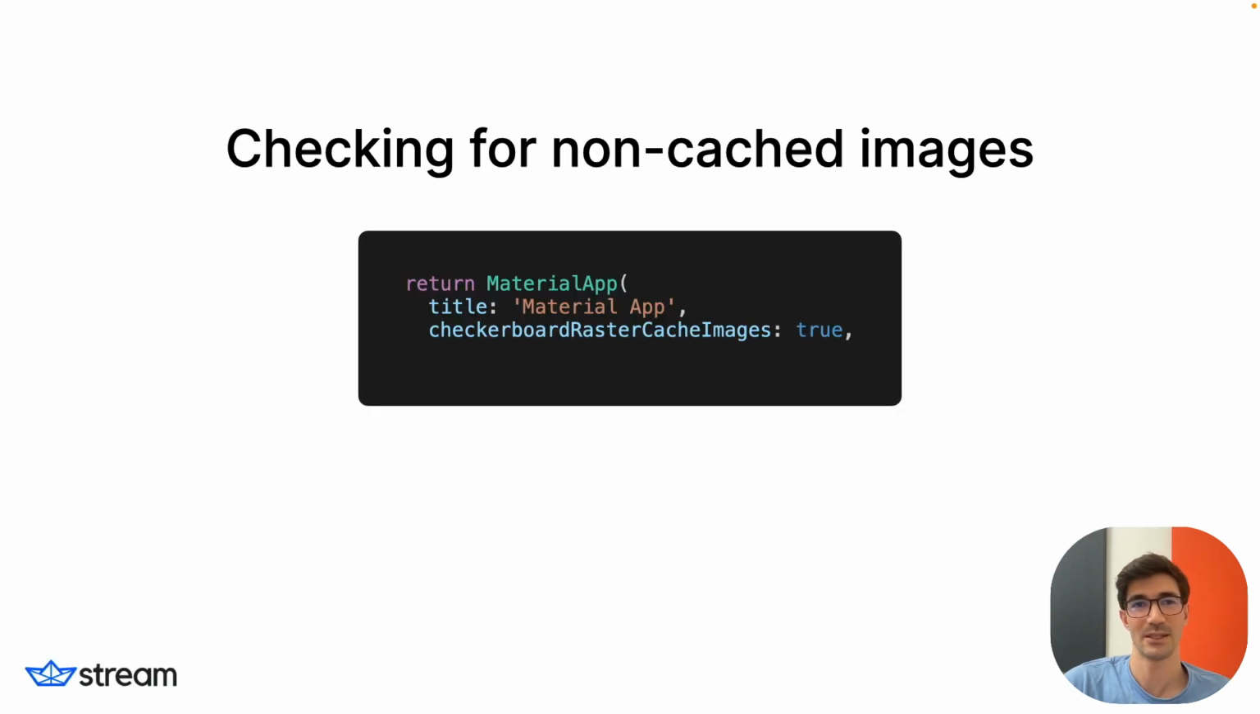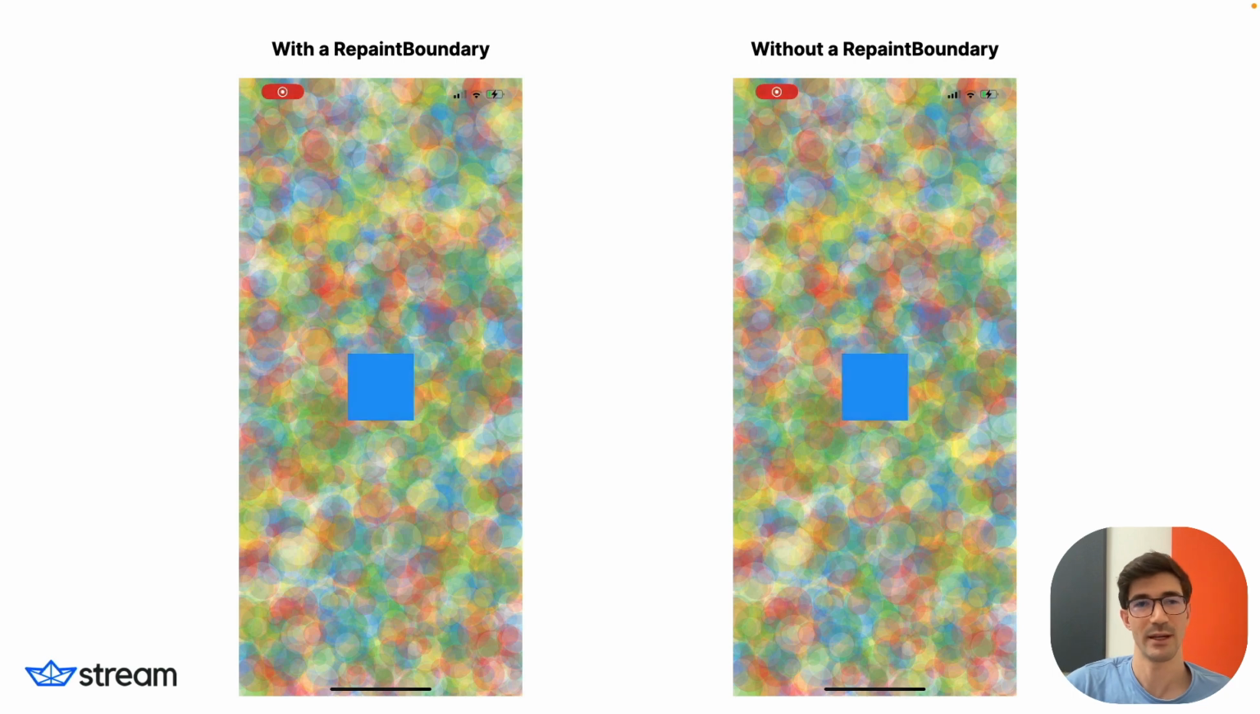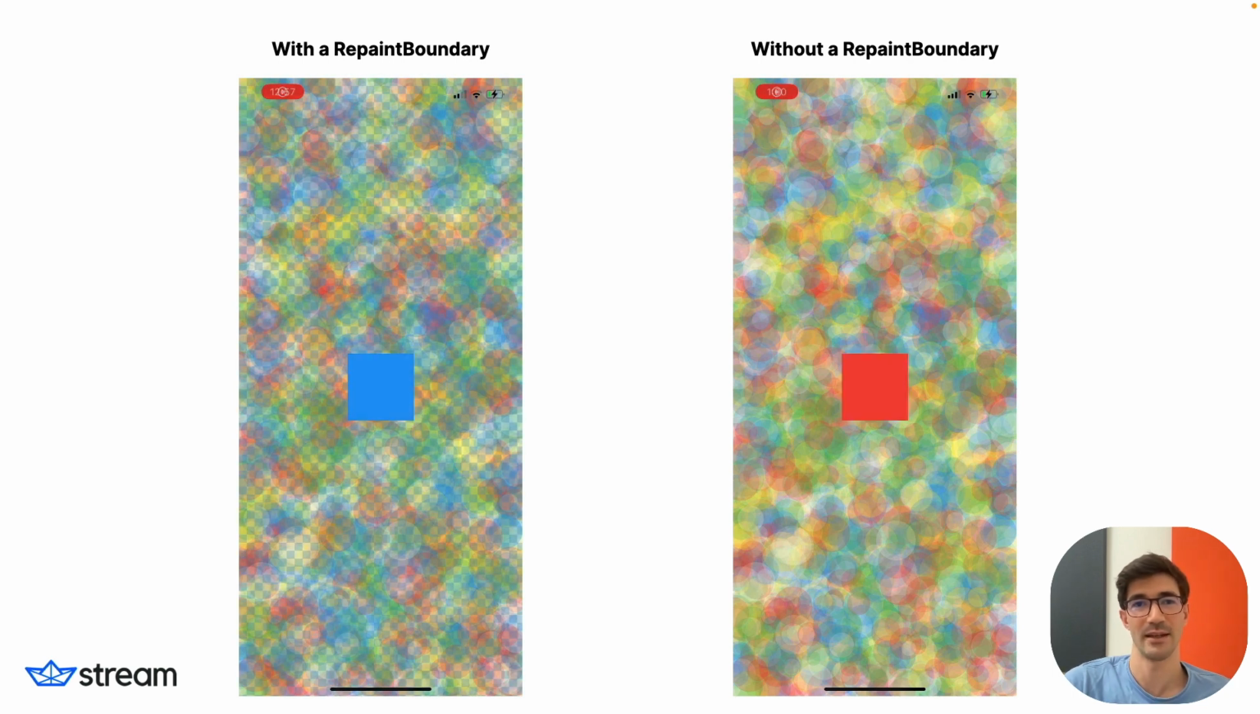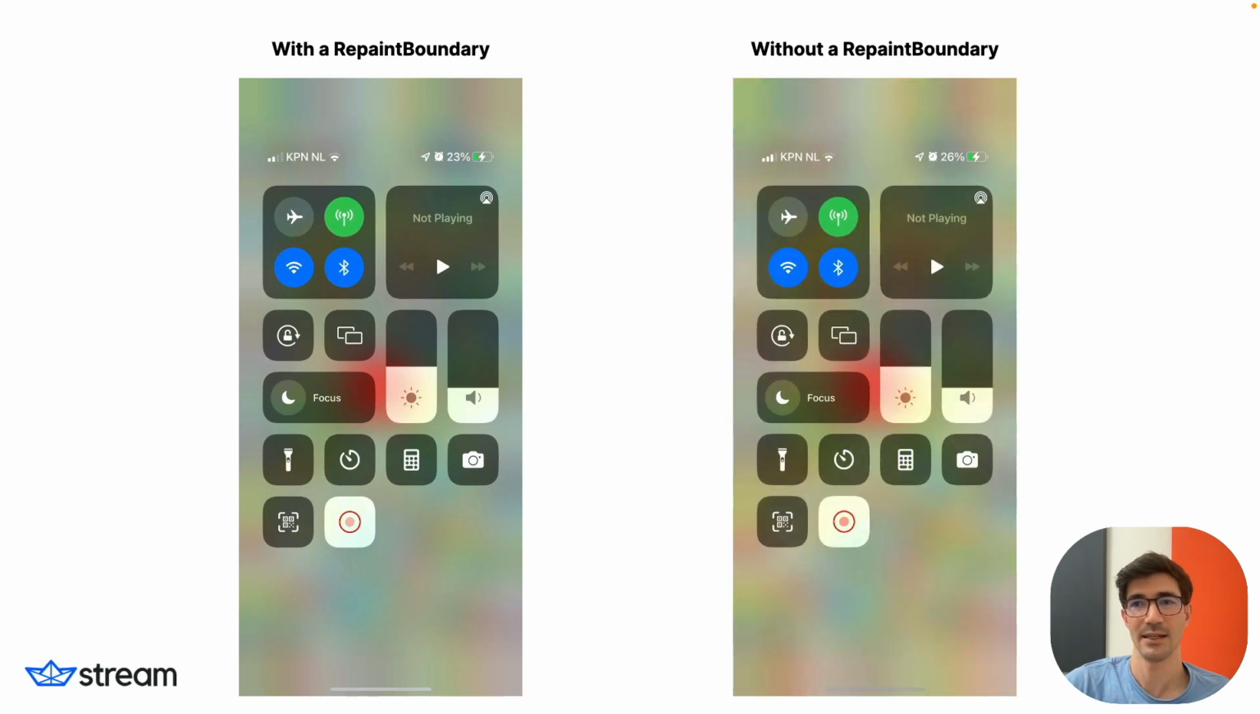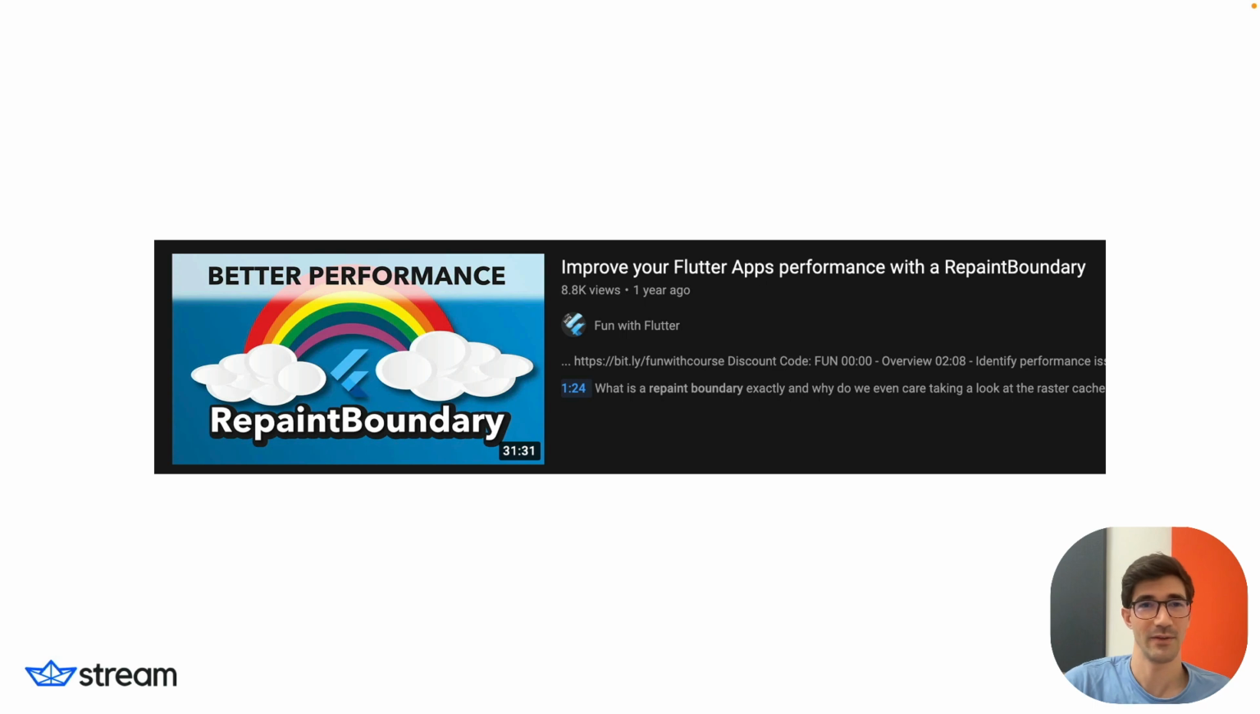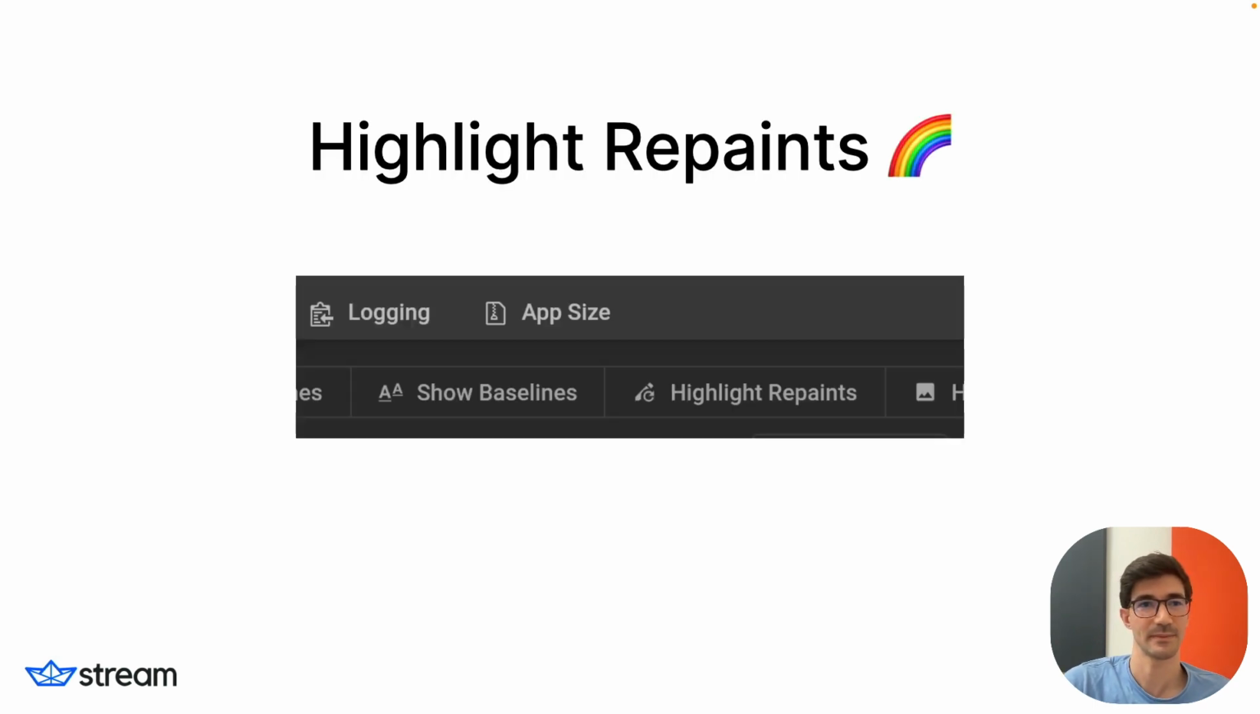You can also see which images are being cached by enabling the checkerboard raster cache images flag. So if we run the app and look for images rendered with a randomly colored checkerboard, this indicates that the image is being cached. The checkerboard images should remain constant. You don't want to see flickering, which would indicate that the cached images are being recached. I made a long video about this if you want to explore this topic in deeper detail.